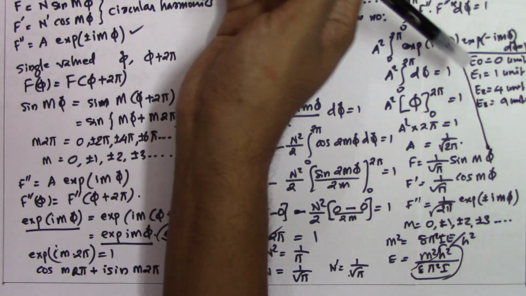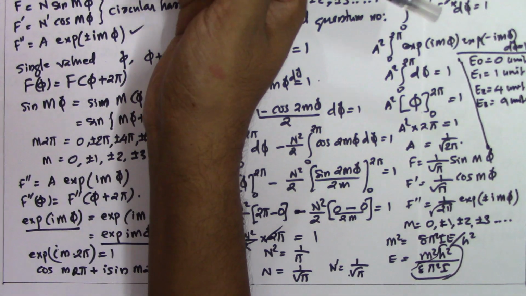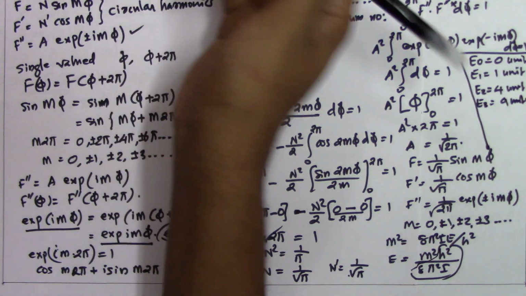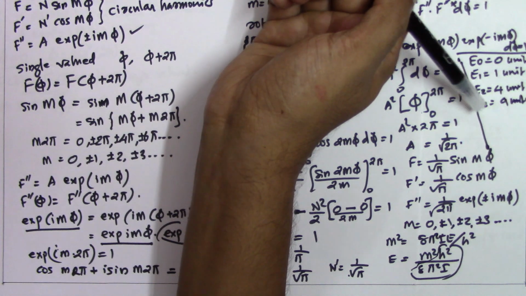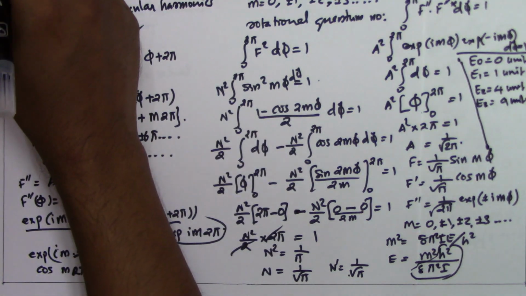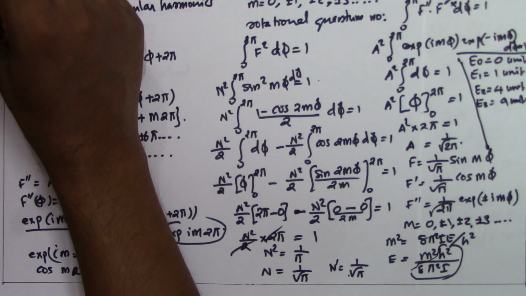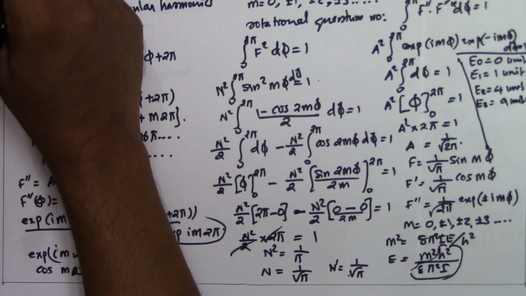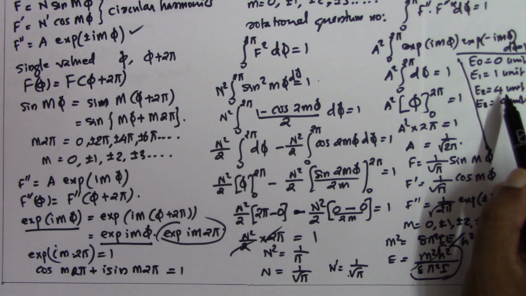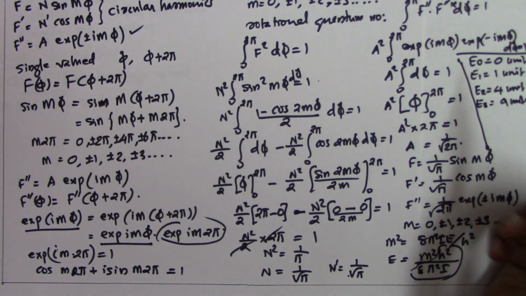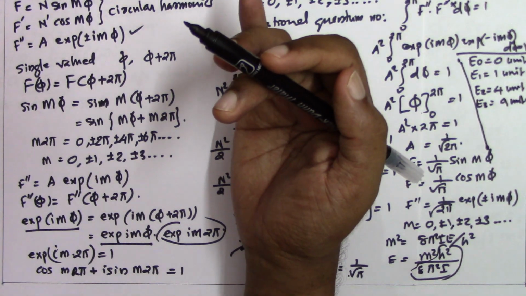But E1 is equal to 1 unit, that is the minimum possible energy, and E2 is equal to 4 times E1, right, and E3 is equal to 9 times E1. And therefore it means that only certain allowed values of energy are possible here. If the first minimum energy is 1 unit, then the next possible energy is 4 units, and the next possible energy is 9 units, right?